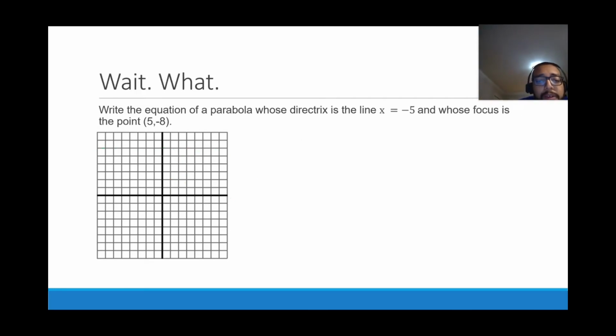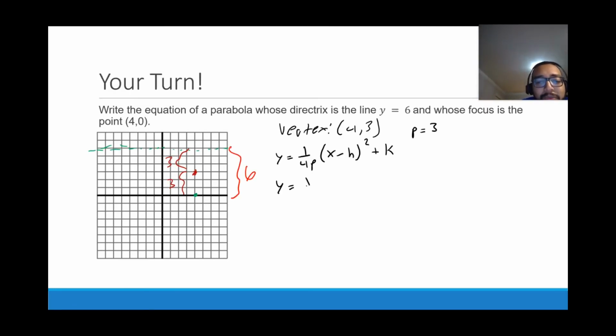Cool. Let's plug in what we know. Y equals 1 over 4 times p, which is 3, times x minus my h value, my vertex, which is 4, plus the y value of my vertex, which is 3. Now, I know last time we discussed how to multiply x minus 4 squared. However, I'm just going to leave it like that because it's still in vertex form. This question doesn't tell me to move it to standard form, does it? So I'm just going to leave it like that. But we can simplify that first part of the fraction, can't we? So y equals 1 over 12 x minus 4 squared plus 3.